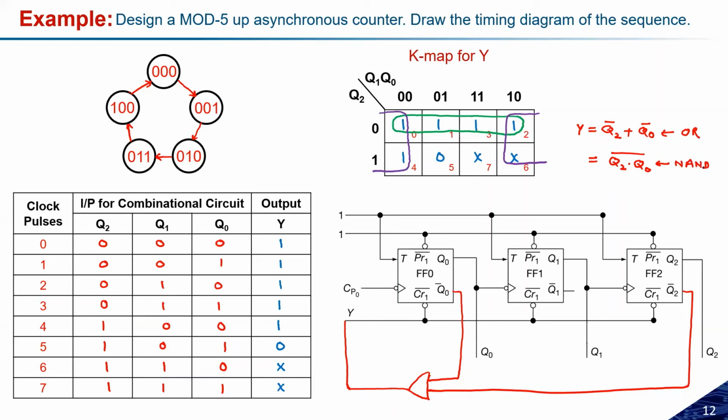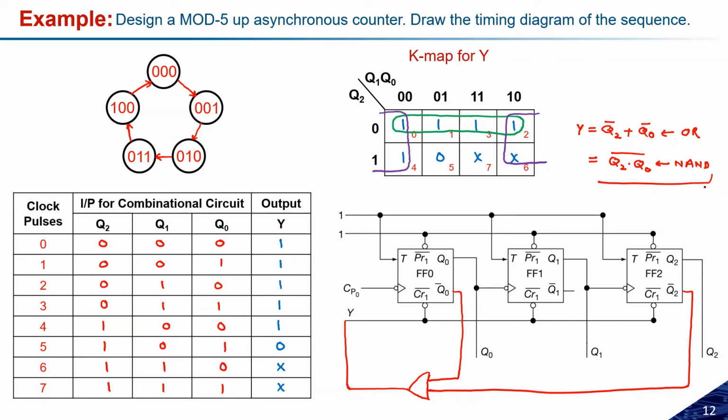The question could be: design a mode 5 synchronous up counter with the help of a mod 8 counter and a NAND gate. In that case, I have to use this one. And if an OR gate is given, then I have to use the upper one. Both are possible and both will serve the purpose. But which logic is recommended? The NAND gate is recommended because it is a universal gate, so it can be utilized here and there as well.